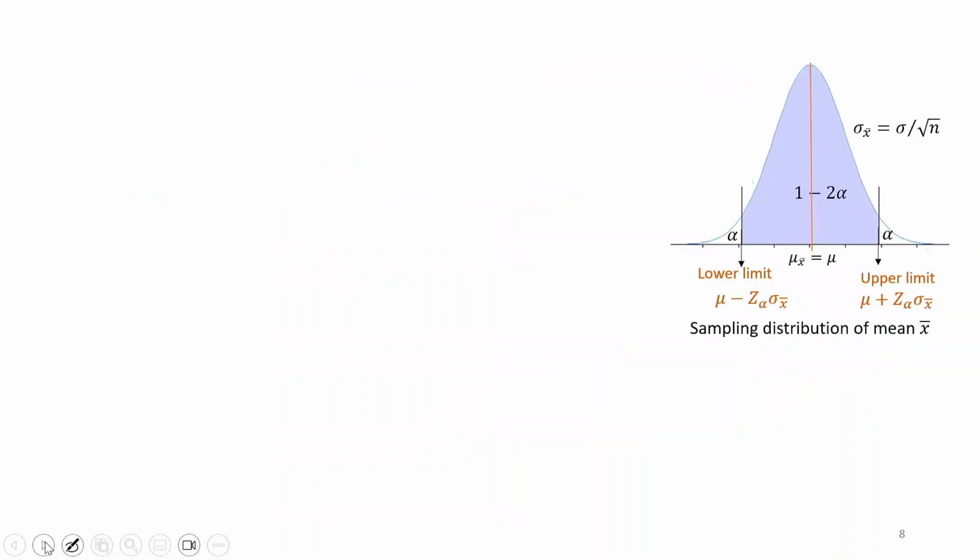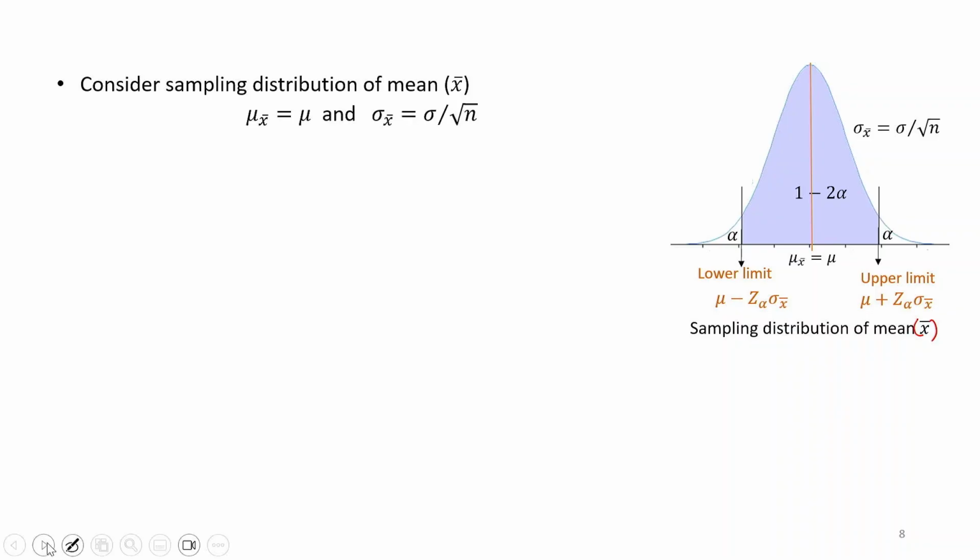Now, why is the word confidence coming? We'll be coming to that. This diagram that you have seen earlier is the distribution of the mean, that is x bar. And this distribution is always normal. Whether the population distribution is normal or not, the sample mean distribution is always normal. So I have shown here the distribution of means, which is symmetrical and normal.